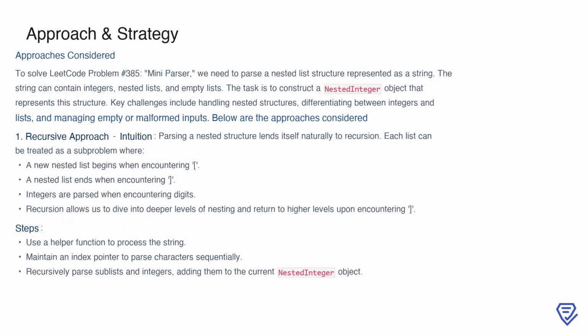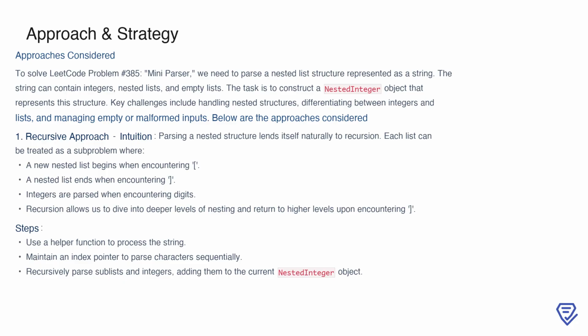To tackle the Mini Parser problem, we need to parse a string that represents a nested list structure. This string can have integers, nested lists, or even empty lists, and our goal is to construct a NestedInteger object that captures this structure. The main challenges here involve correctly handling nested structures, distinguishing between integers and lists, and ensuring robustness against malformed or empty inputs. One approach to consider is the recursive method, which is a natural fit for this type of problem.